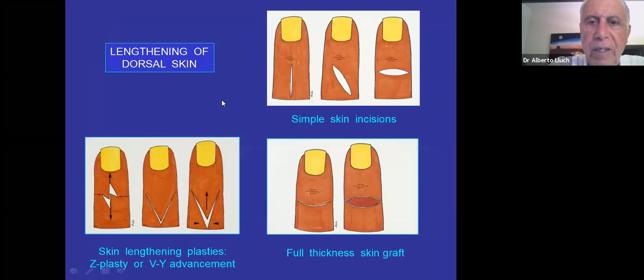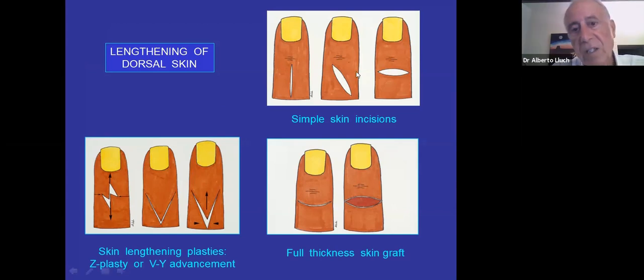But it's not only the tendon. The dorsal skin gets remodeled in a shortened position in long-standing boutonnieres. So if we just do a simple incision, we will not gain any length. We may not gain length with a longitudinal incision, but we can gain some length if we do oblique or transverse. But with time, the skin will reapproximate, will heal, and we'll have the DIP joint again in extension, which is something that we didn't want.